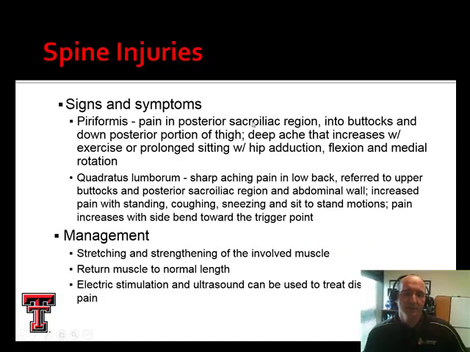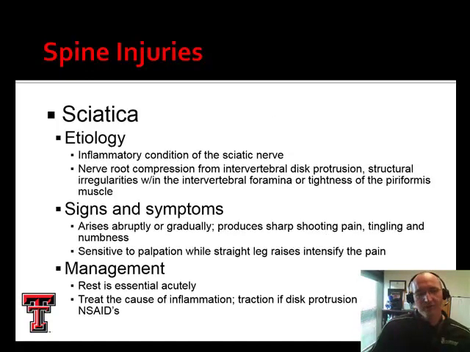In the case of piriformis, they'll get pain usually in the deep buttock, posterior SI joint, sacroiliac region, and a deep ache that gets worse. In the case of quadratus lumborum, it's a little higher up on the spine, so think iliac crest up to the 12th rib. That's going to be QL. Piriformis is going to be iliac crest down to the hip. Okay, so we're going to manage this with stretching and strengthening of that involved muscle. Try to get them back to normal length. Work on their posture.